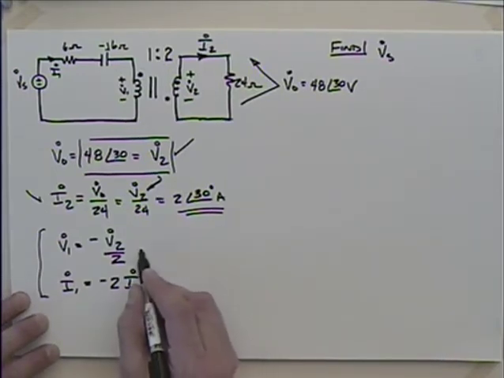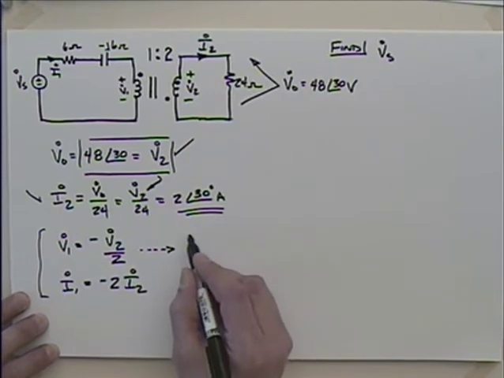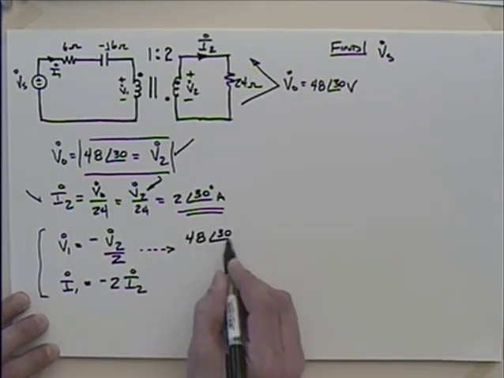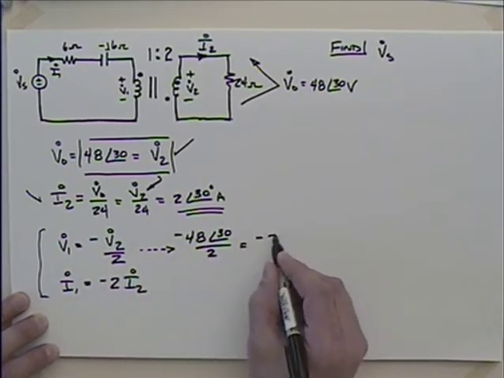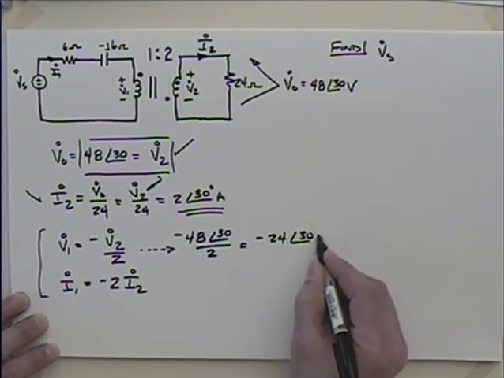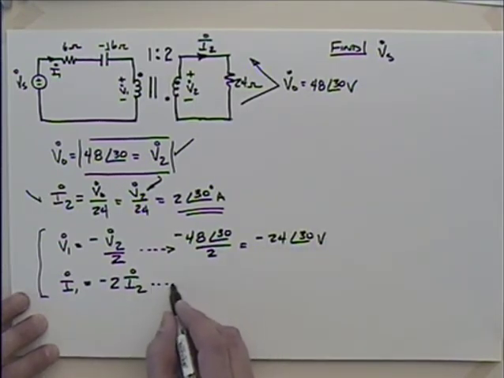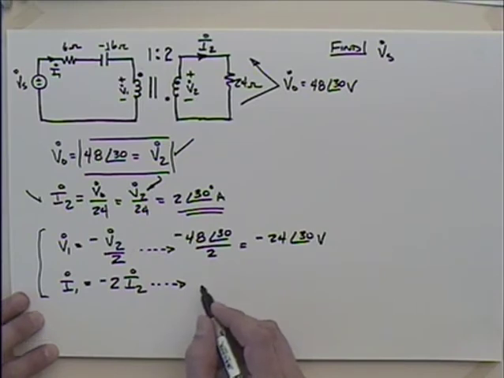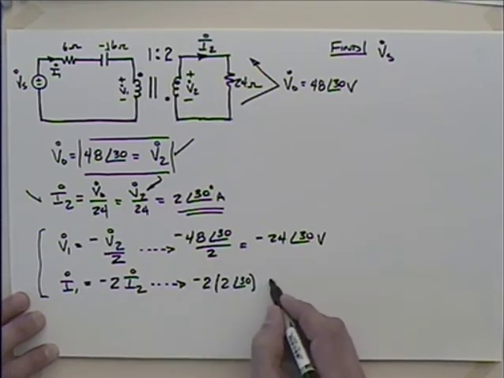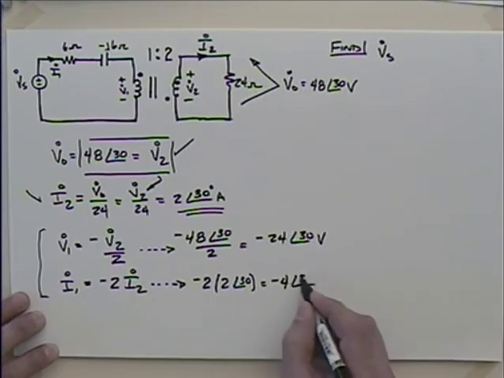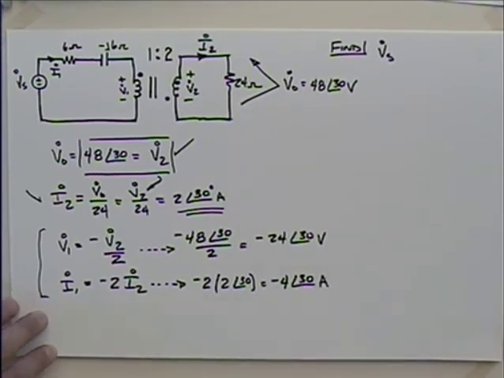So if we do this then, what do we have? V2, 48 at 30 divided by 2. So that gives me, I guess a negative sign, I didn't want to forget, minus 24 at 30 volts. That's good. And what's this one end up looking like? Minus 2 times I2, which is 2 at 30, which is going to give me minus 4 at 30 amps. So we've got that. We've got V1 and I1. We've got everything but what we want.